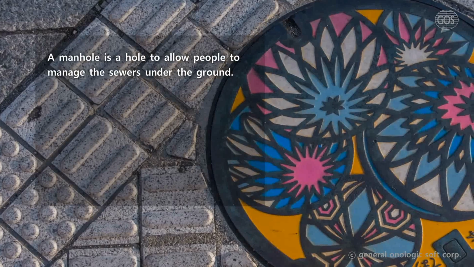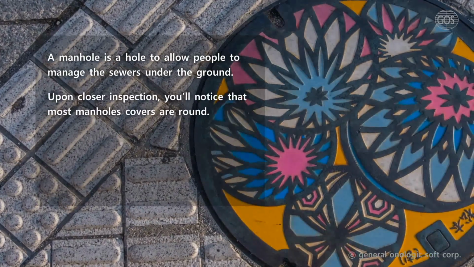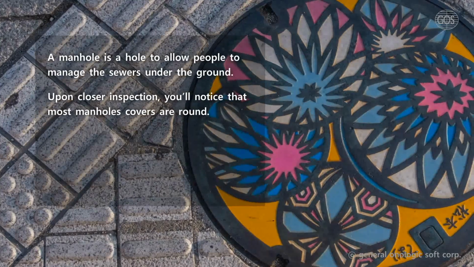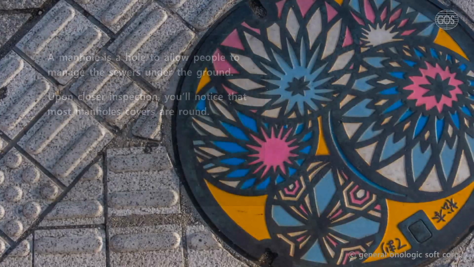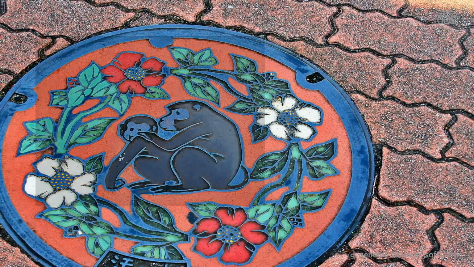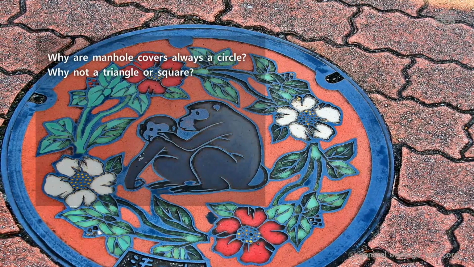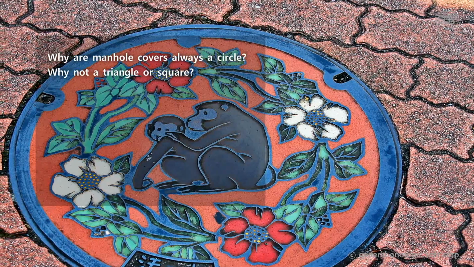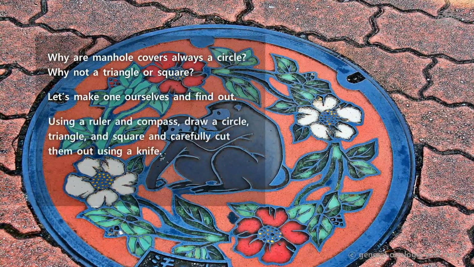A manhole is a hole to allow people to manage the sewers under the ground. Upon closer inspection, you'll notice that most manhole covers are round. Why are manhole covers always a circle? Why not a triangle or square? Let's make one ourselves and find out.